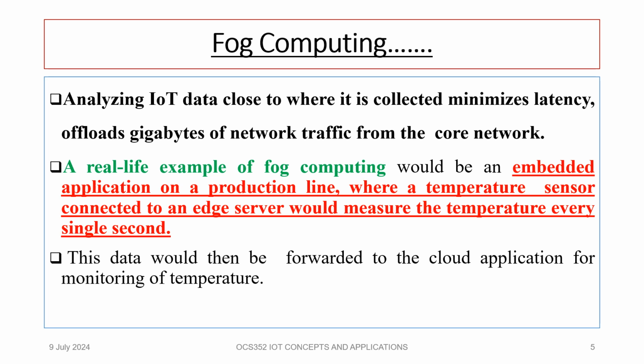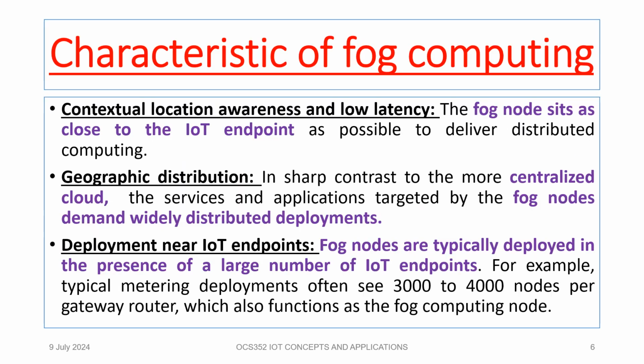core network. A real-life example of fog computing would be an embedded application on a production line, where a temperature sensor connected to an edge server would measure the temperature every single second. This data would then be forwarded to an application for monitoring of temperature.